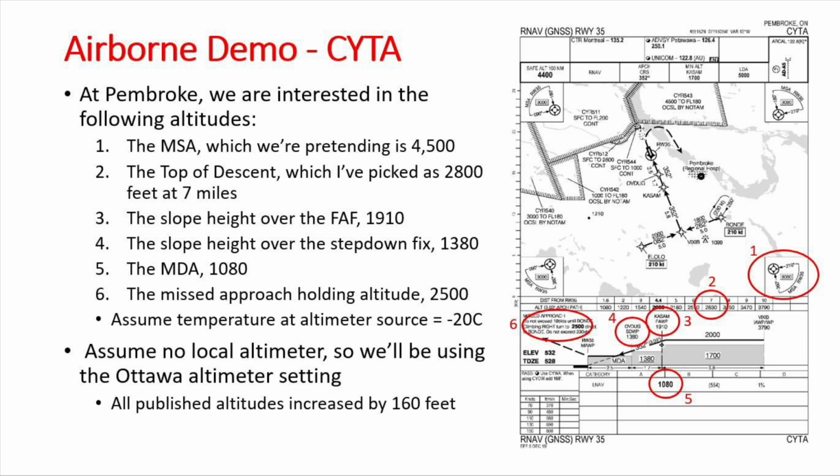We're supposed to correct all of these if we're using a remote altimeter source and or if the temperature at the altimeter source is below 0. The first one's easy, just add 160 feet to all these numbers. But even that you will want to write down.